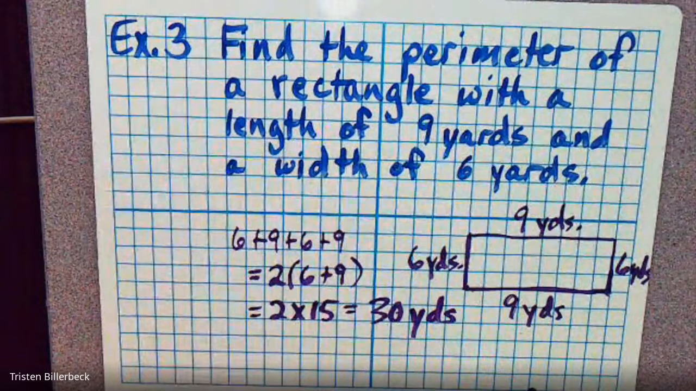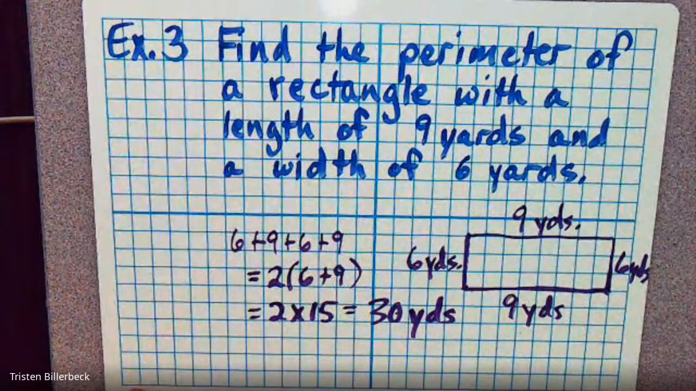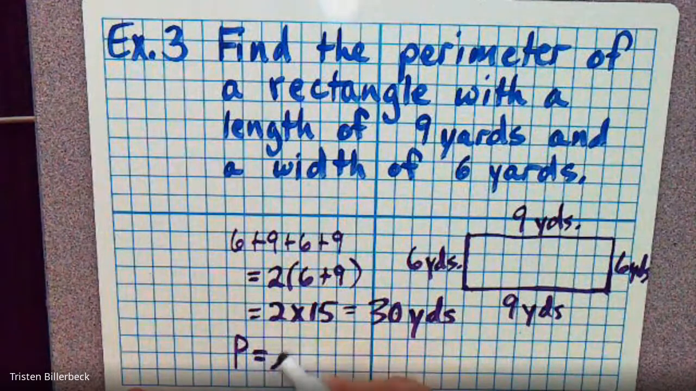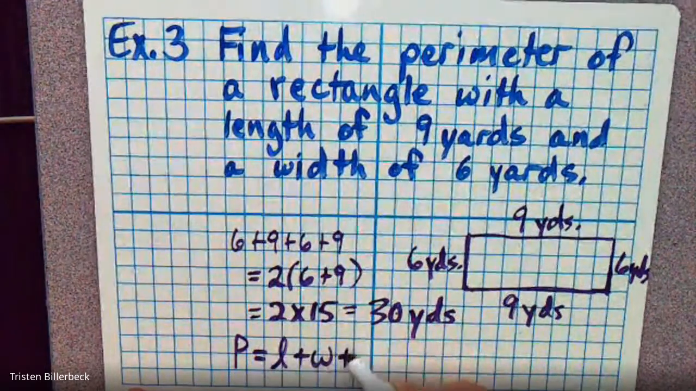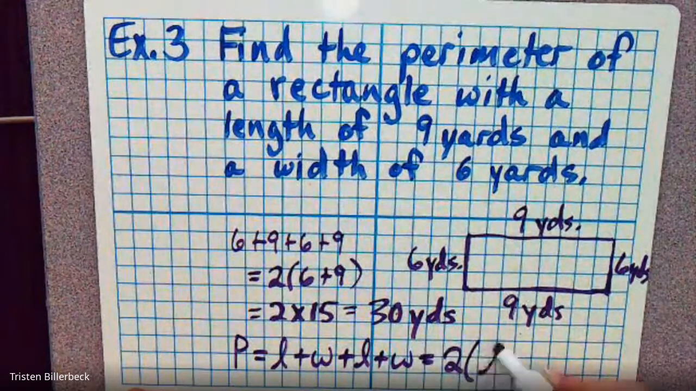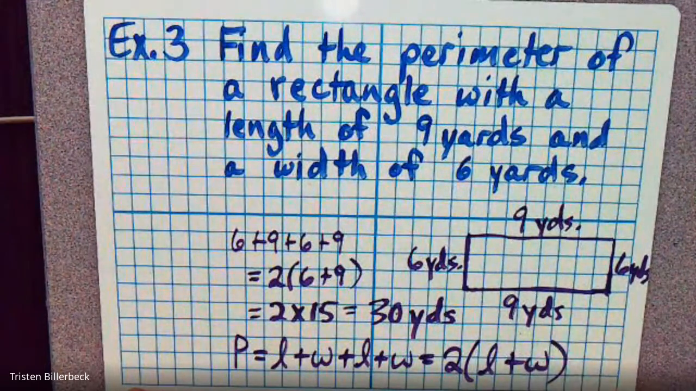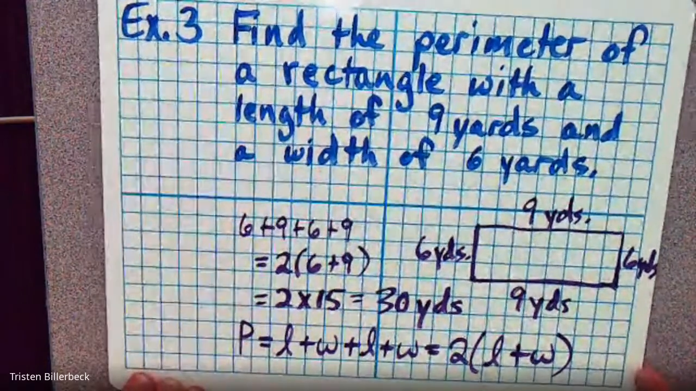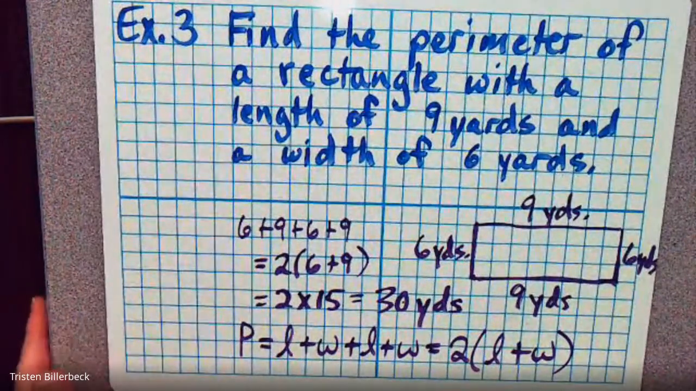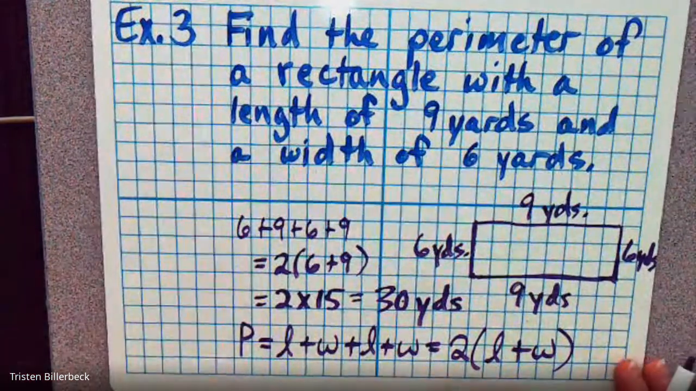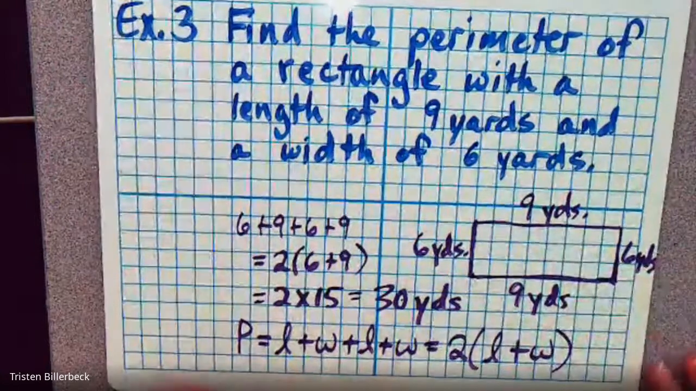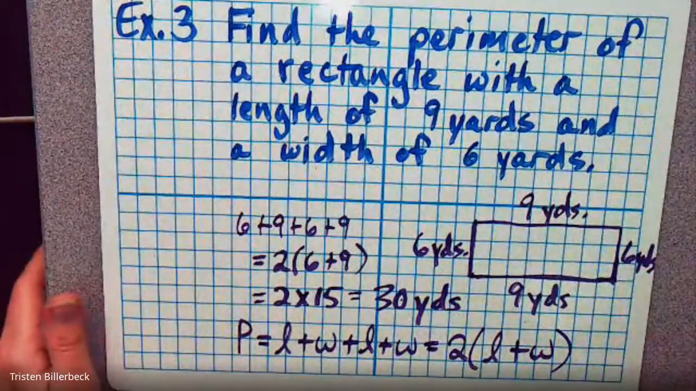Now this leads us to the equation that they normally have for a rectangle, that perimeter equals length plus width plus length plus width, which is 2 times length plus width. So that's where that comes from. But if you don't remember the formula, just remember you're just adding up all the sides.